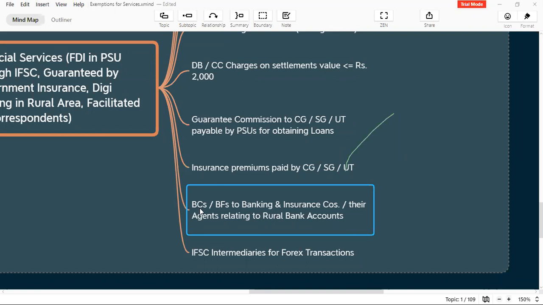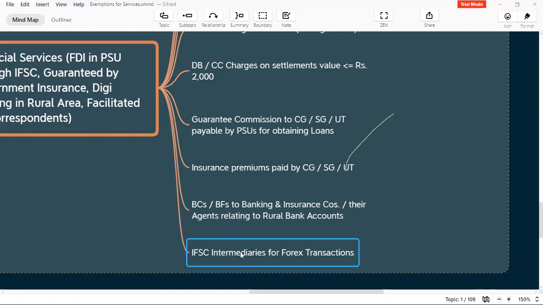So banking correspondents, and banking business facilitators is the word we use. BFs, business facilitators. Basically, they act as agents of the banks in procurement of more loans. So banking and insurance companies have been given an exemption. So this is about banking sectors.